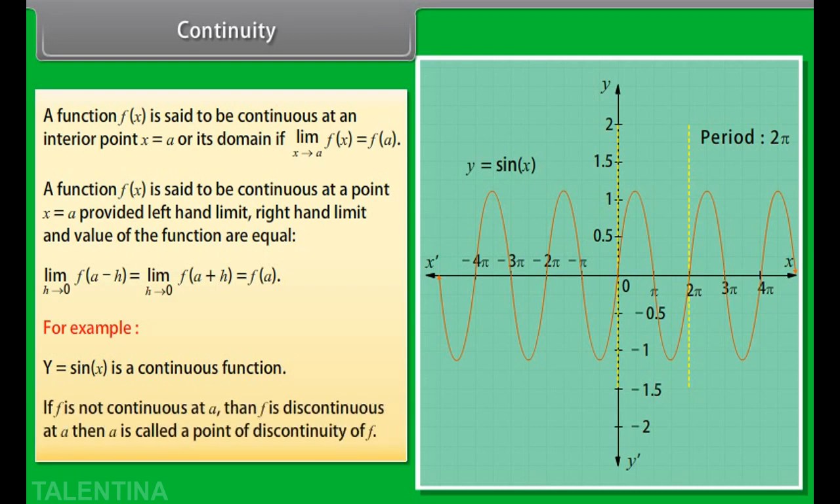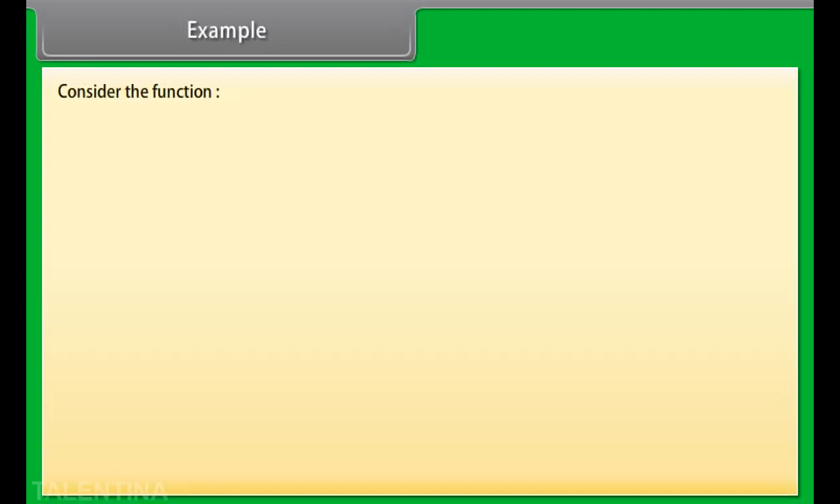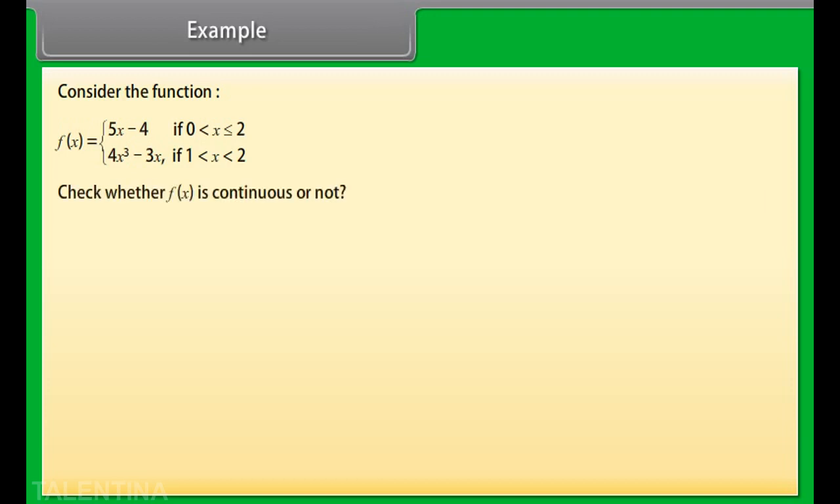If f is not continuous at a, then f is discontinuous at a, and a is called a point of discontinuity of f. Example. Consider the function f of x equal to 5x minus 4 if 0 is less than x less than or equal to 1, equal to 4x cube minus 3x if 1 is less than x is less than 2. Check whether f of x is continuous or not.